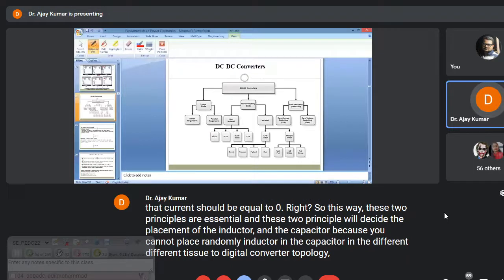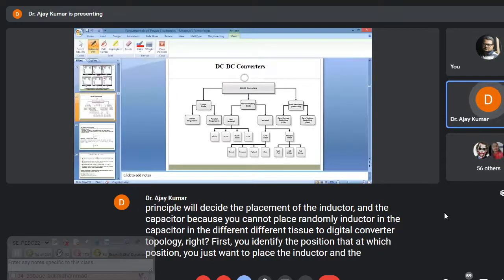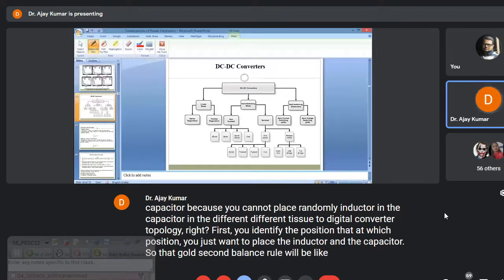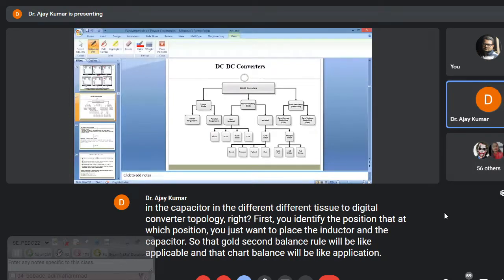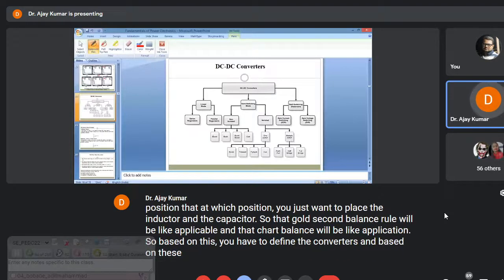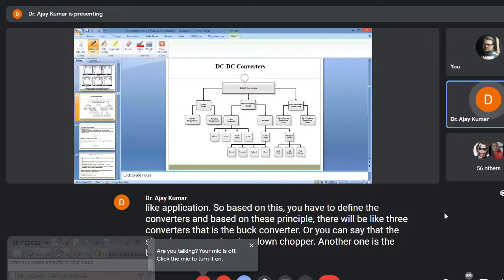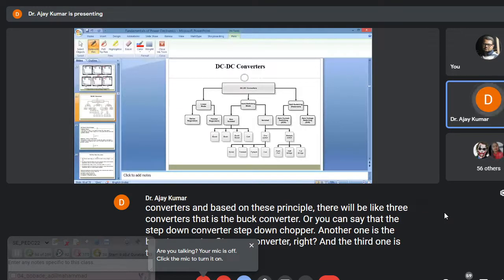First, you have to identify at which position you want to place the inductor and the capacitor, so that the volt second balance rule is applicable and the charge balance is applicable. Based on this, you have to define the converters, and based on these principles, there are three converters. That is the buck converter, or you can say the step down converter, step down chopper. Another one is the boost converter, step up converter, right? And the third one is the buck boost, step up and step down. So it is a combination of buck and boost.